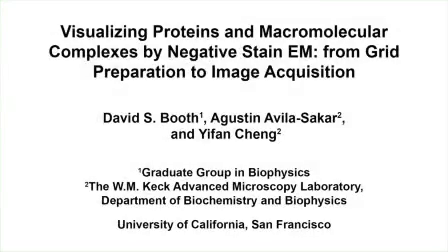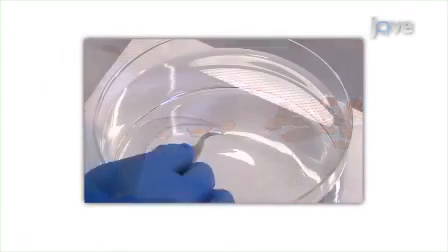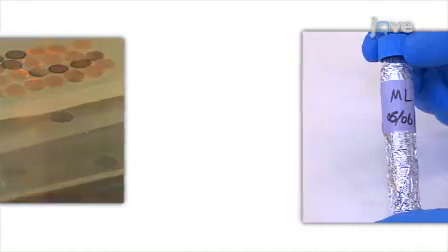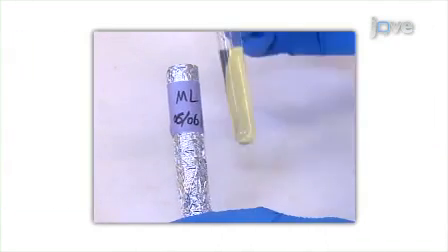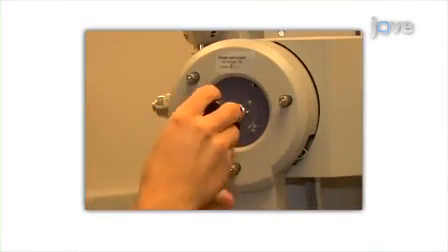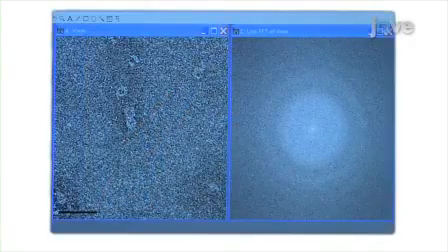The overall goal of this procedure is to visualize purified protein samples by negative stain electron microscopy. This is accomplished by first preparing the electron microscopy grids that will support the sample. The second step of the procedure is to prepare the negative stain solution. Next, the sample is applied onto the electron microscopy grid and negative stained. Lastly, the EM grid is loaded into an electron microscope and images are recorded under appropriate optical conditions.